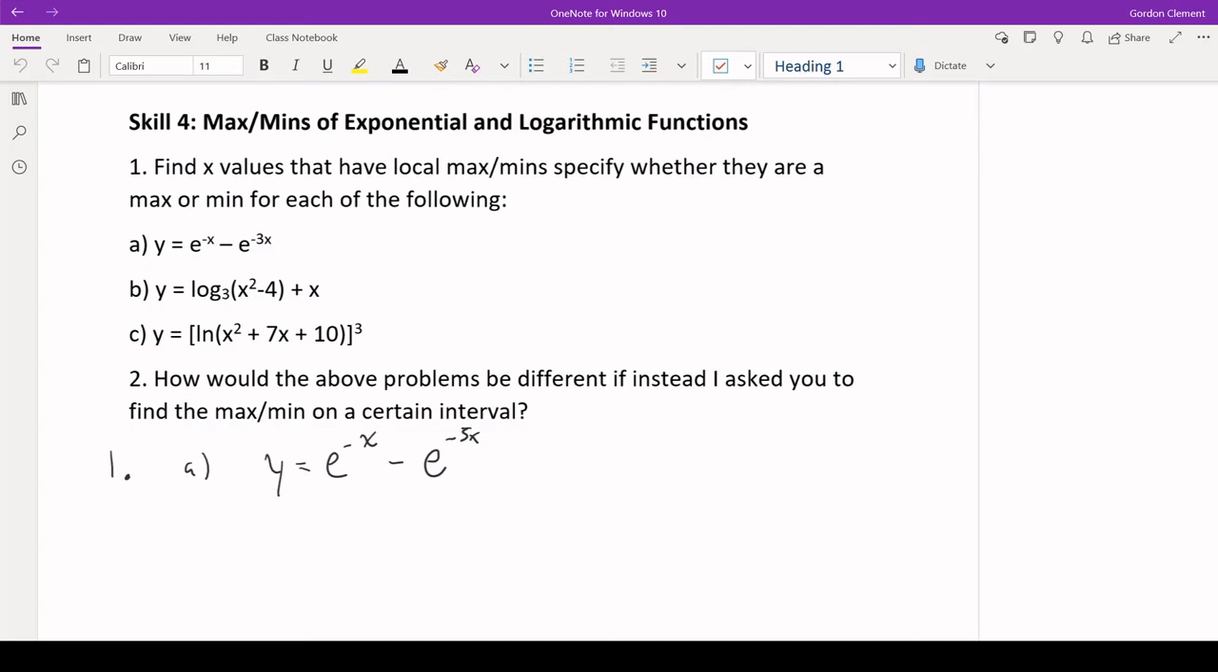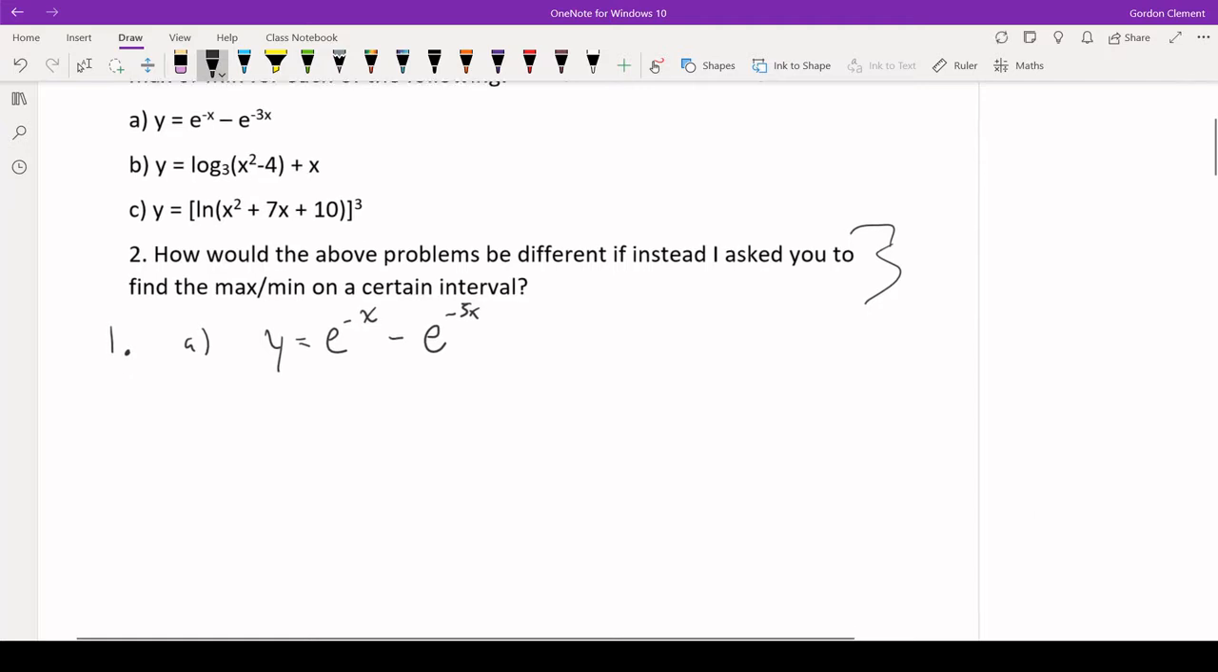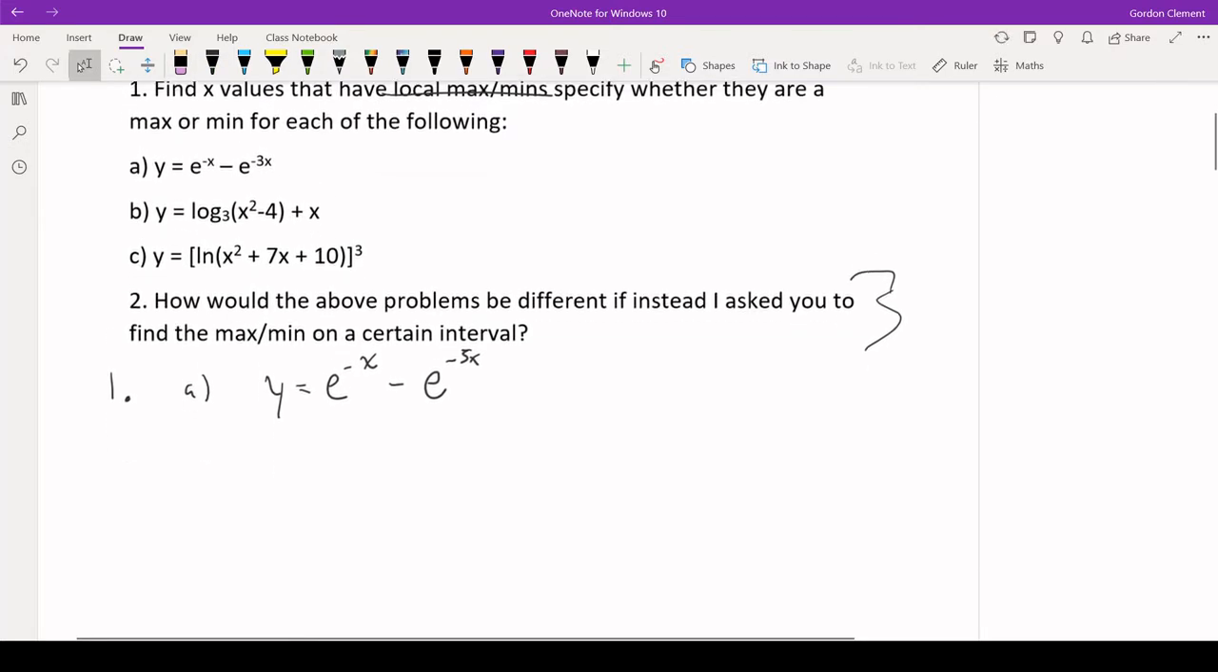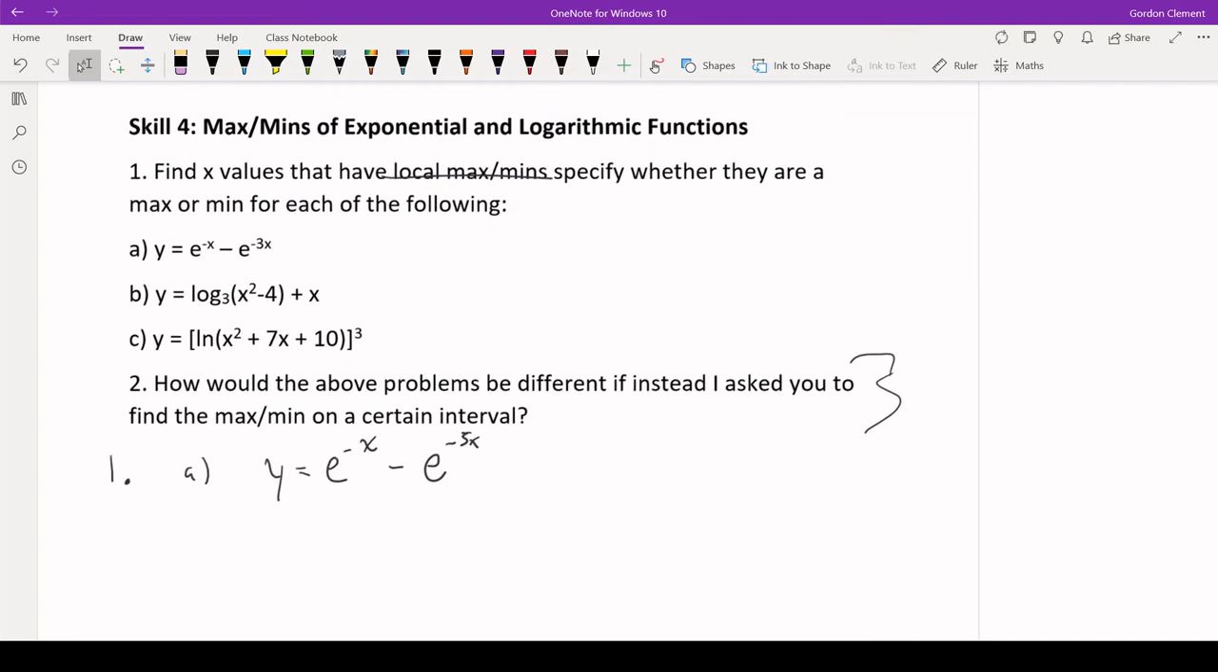So we're looking at max and mins of exponential and logarithmic functions. We're going to be working with both local max and mins, but we're going to start by finding local max and mins. And then what we're going to do is just address what would be different if we were given an interval instead of just finding the local max mins, if we wanted to find the actual max min on an interval. So 3 questions we're going to roll through.